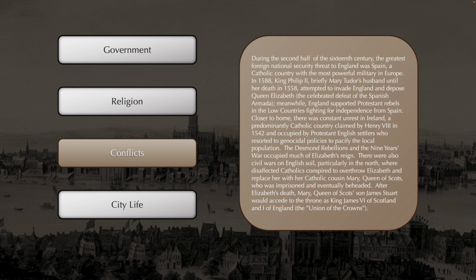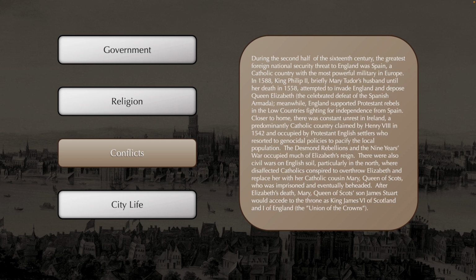This was an ill-fated venture. It ended with the celebrated defeat of the Spanish Armada with a little help from Mother Nature. Meanwhile, England was supporting Protestant rebels in the Low Countries and the Netherlands who were fighting for their independence from Catholic Spain. So closer to home, there was constant unrest in Ireland during this period.